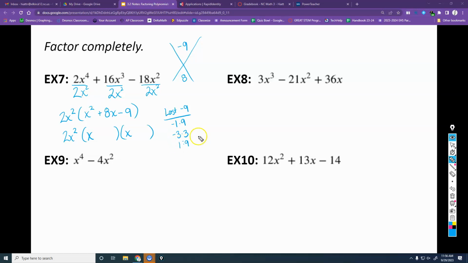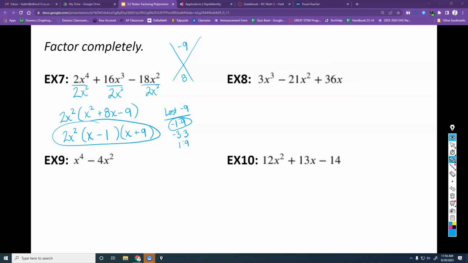Okay? Do I have one of these that adds together to be 8? Yes, first one, right? Negative 1 and 9 is going to add together to give me 8, so I'm going to put a minus 1, a plus 9 here. We cannot use positive 1 and negative 9 because that would give us a negative 8 right there in the middle, and we got to have the sign match also. Okay, and that is going to be your answer.